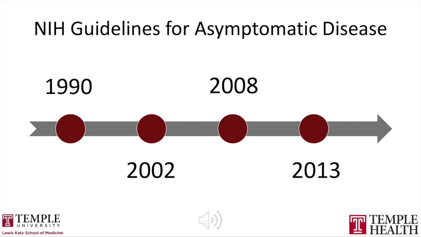So in 1990, the NIH established some guidelines for asymptomatic disease, and these have been updated a handful of times over the last 30 years. And I put a little timeline here. We're not going to get into the details of what changed with each iteration. But the most recent iteration was published in 2013.